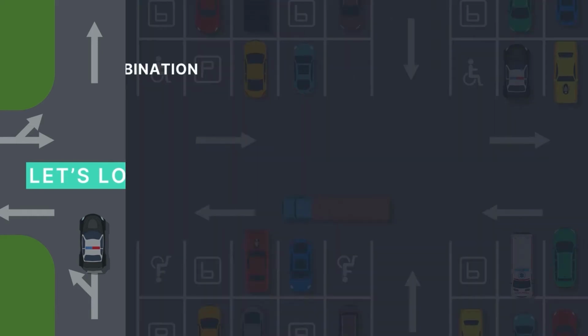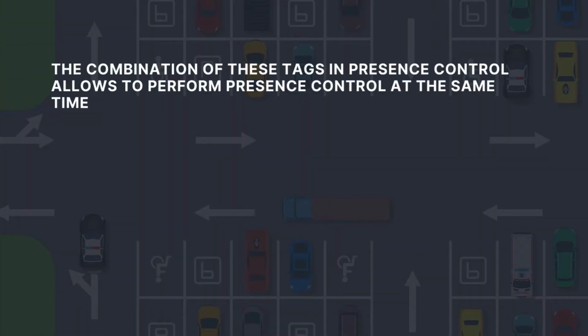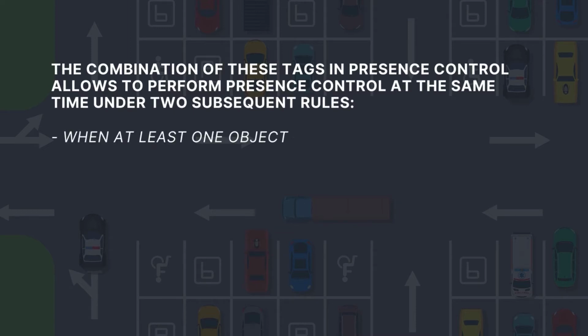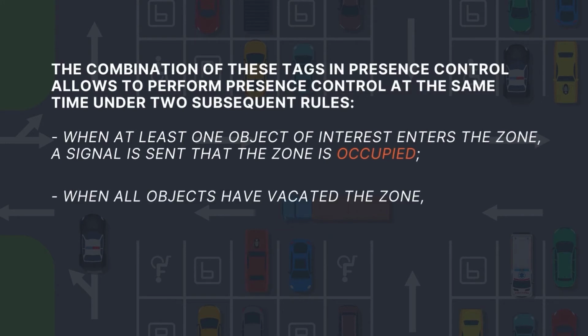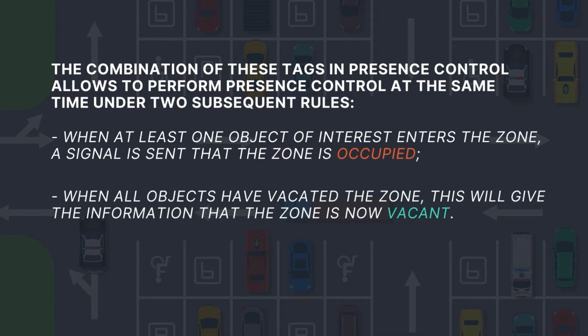The combination of these tags and presence control allows to perform presence control at the same time under two subsequent rules. When at least one object of interest enters the zone, a signal is sent that the zone is occupied. When all objects have vacated the zone, this will give the information that the zone is now vacant.